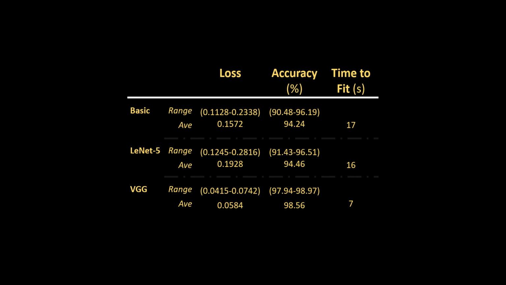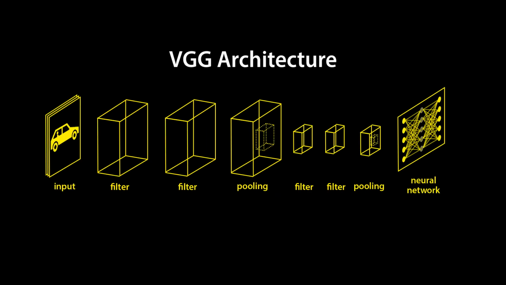So not only does it have an incredibly low loss of 0.0584 and a high accuracy of 98.56%, it's lightning fast in comparison to the other architectures. I'd be proud to use any resulting models from this architecture in self-driving cars.